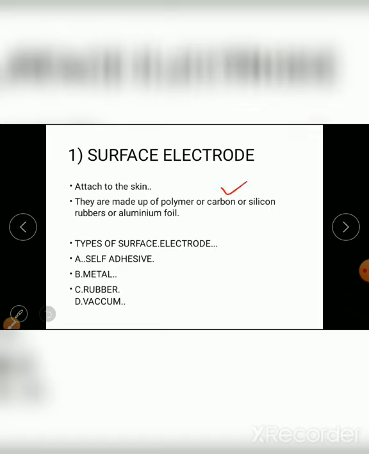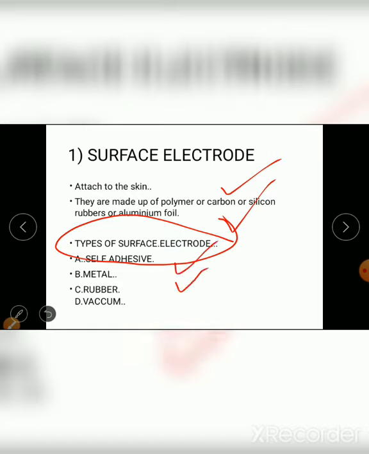It is attached to the patient's skin and is made up of polymer or carbon or silicone rubbers or aluminium foil. The types of surface electrode, which are asked in exams: we have four types: self-adhesive electrode, metal electrode, rubber electrode and the vacuum electrode.